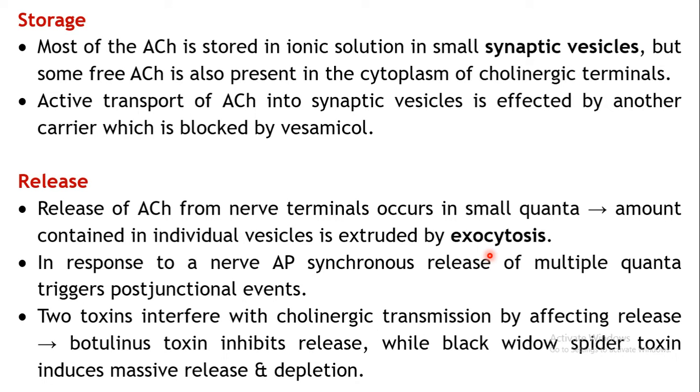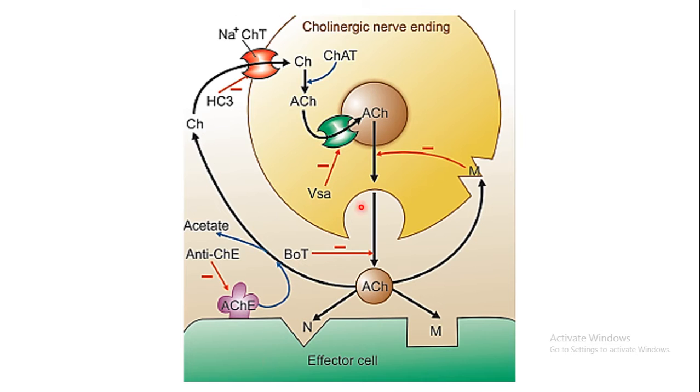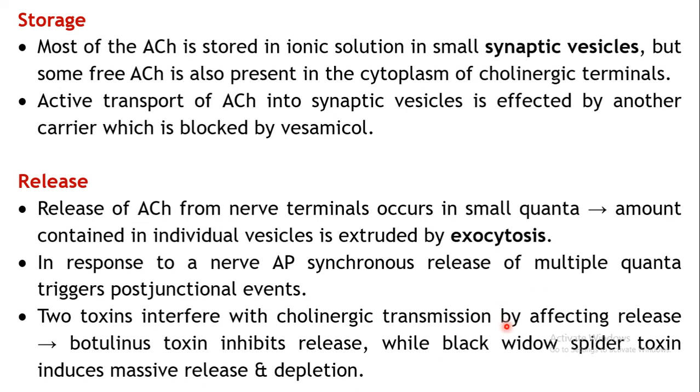Now this release of acetylcholine can also be affected by two toxins. The first one is the botulinum toxin. This inhibits the release of acetylcholine. It will simply inhibit the ACH release into the synapse. It will not allow the ACH to get released by the process of exocytosis.